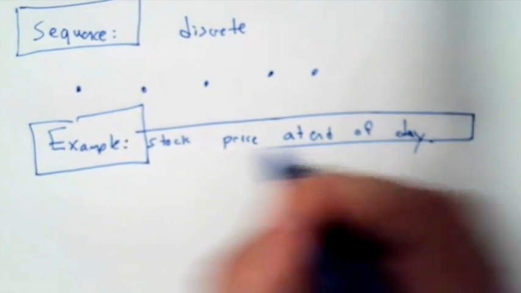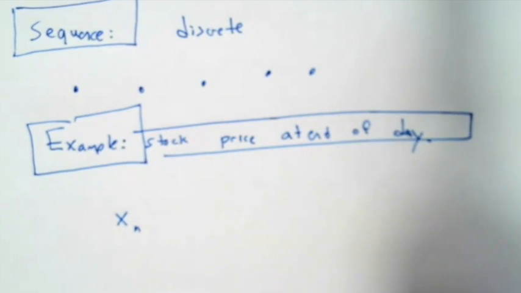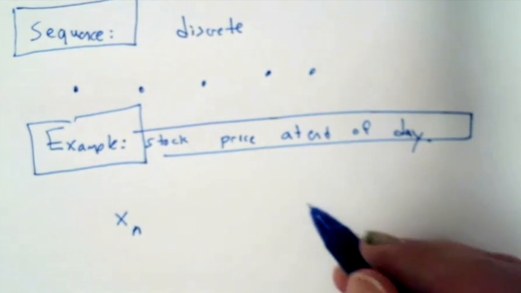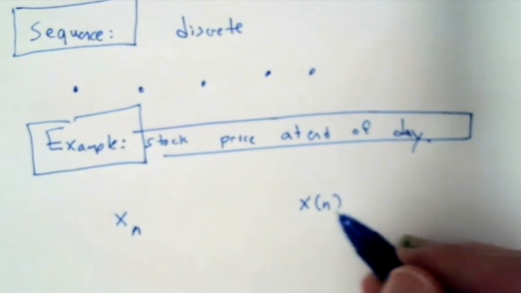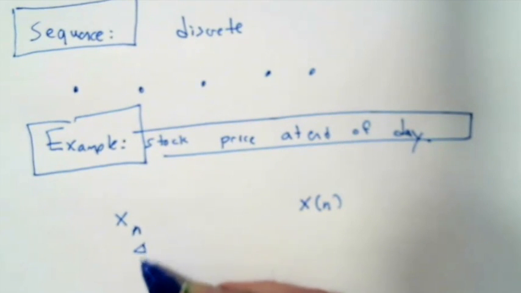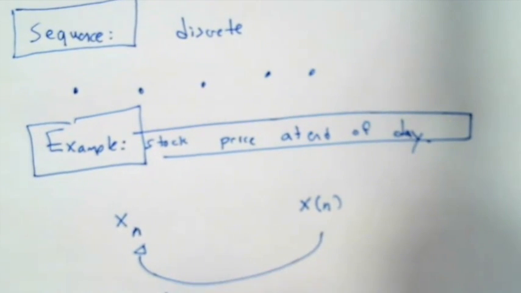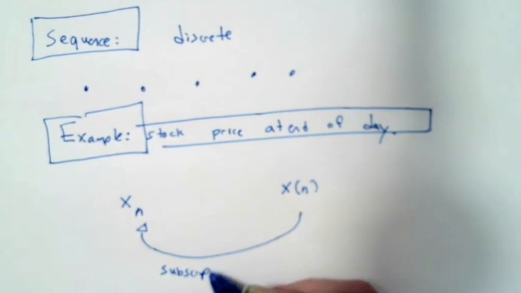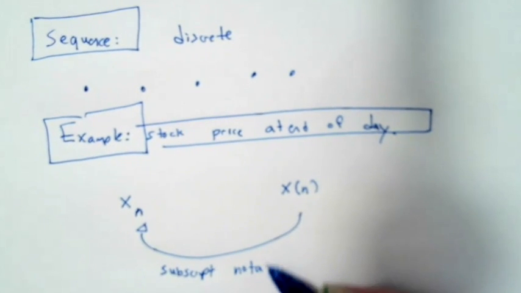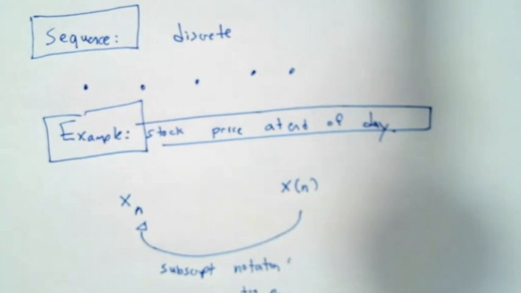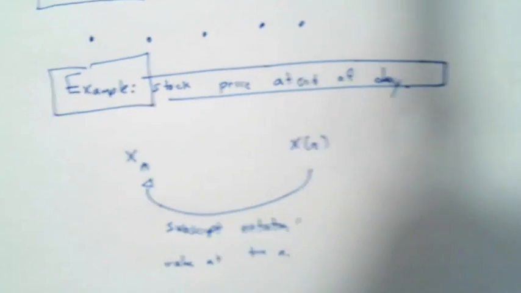And so we use the notation x sub n, and even though we could, and some people do, write this with function notation, it's more likely to see it with subscript notation to show that this is the value at time n. There are two things you really want to know about a sequence.